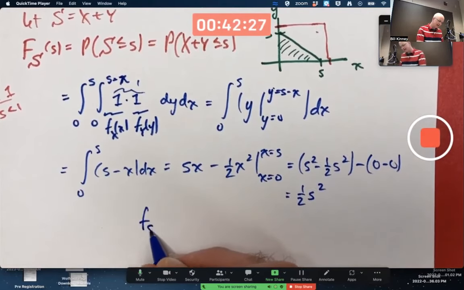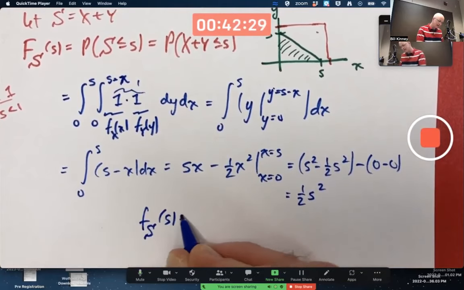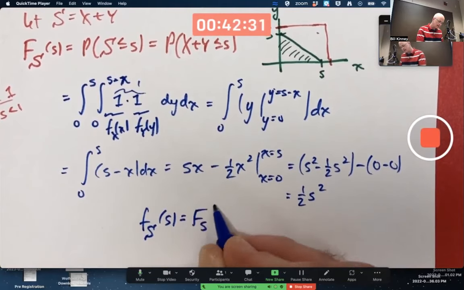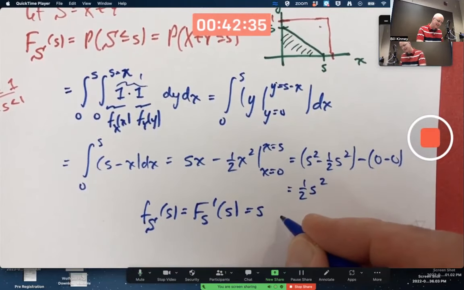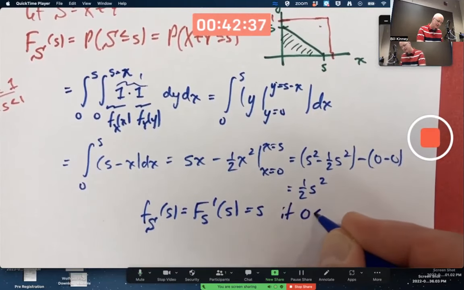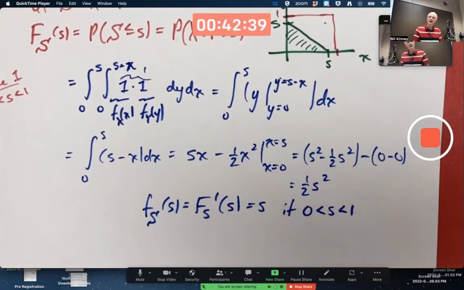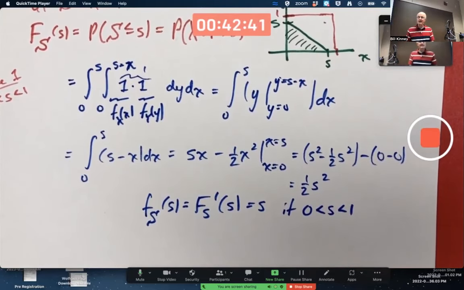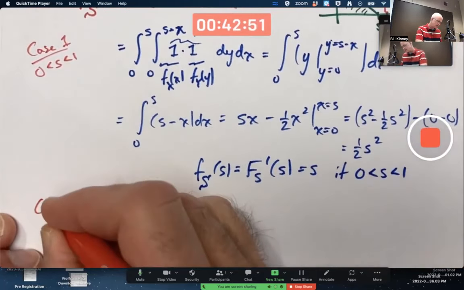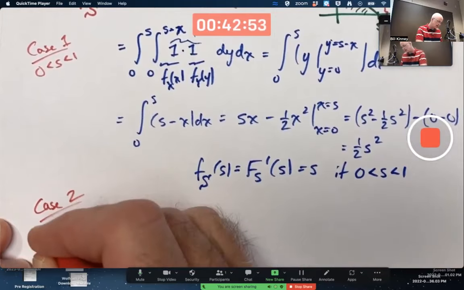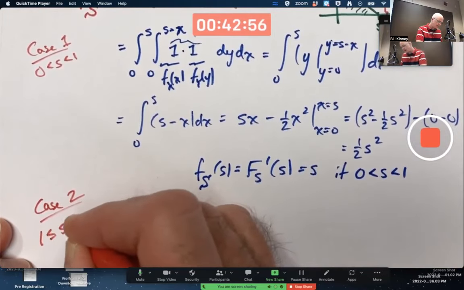The PDF of s then is going to be linear. The derivative of this will be just s, if, once again, s is between 0 and 1. Not uniform. The sum is not a uniform distribution. It's linear, though. It's got a slope of 1. What happens in the other case? Case 2. S is between 1 and 2.